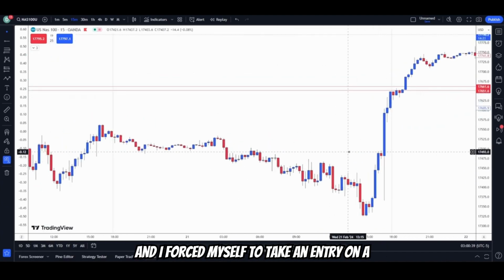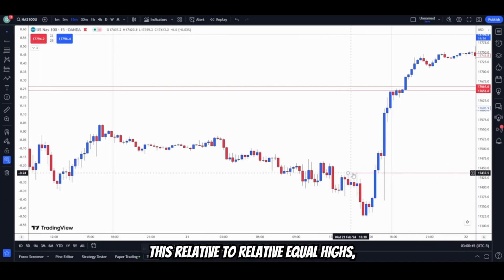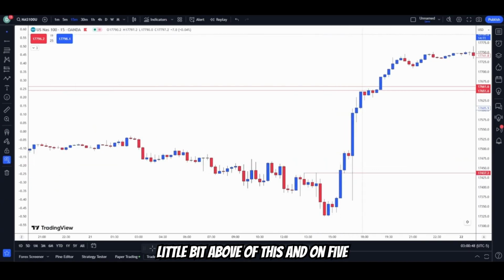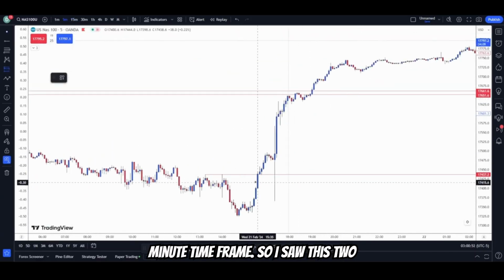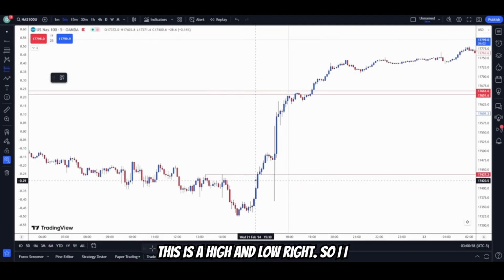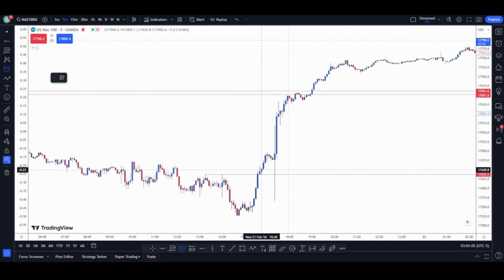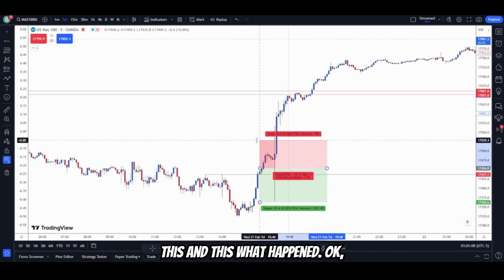But I tried to enter, and I forced myself to take an entry on the Nasdaq, and it was a loss. You can see these relative equal highs, right? I took a sell a little bit above this, on the 5 minute time frame. So I saw these two relative equal highs, and I saw that this is a higher low, right? So I thought there would be sell side liquidity, so I placed my sell limit right over here, a little bit above this, like this, and this is what happened, okay?